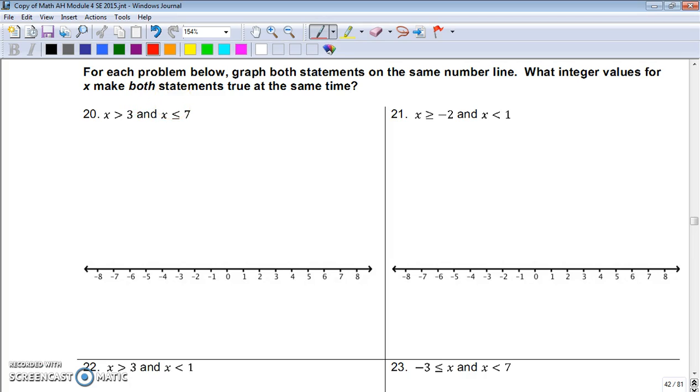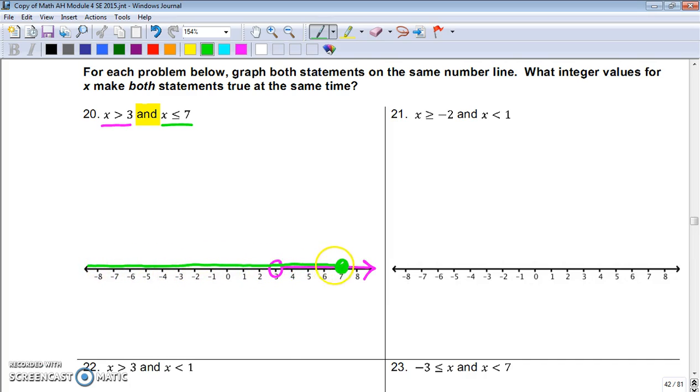So at number 20, we have two inequalities. It says and, so we're looking for something that works for both of these. So we're going to graph each one. We're going to color code it. So the first one I'm going to do in pink. It says x is greater than 3, so I'm going to put an open circle at 3, and I'm going to go to the right. My second inequality, I'm going to use green, and it says x is less than or equal to 7, so I'm going to put a filled in circle at 7, and I'm going to go to the left.